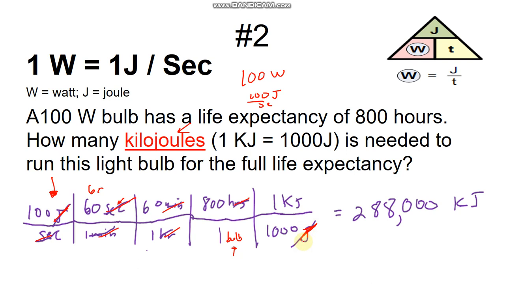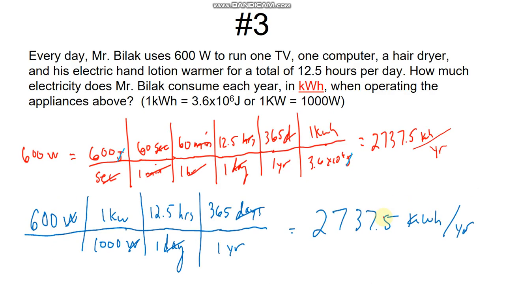I know that joules has to go on the bottom, which means 1,000 has to go on the bottom because that joule cancels this joule out. And when you multiply across and divide by 1,000, the only unit left standing is kilojoule. And that should be a really good sign because that's what the question's asking you. And the answer is 288,000 kilojoules. Now, you could do this one of two ways.